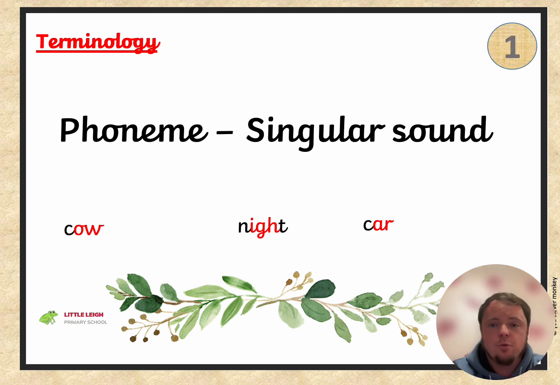Okay, I'm just going to go through the terminology with you. So the first word I want to look at is phoneme. Phoneme means singular sound. So I have some examples here. The first word, cow, has two phonemes, k being the first one and ow being the second one. Night has three phonemes, n being the first phoneme, i being the second one, and t being the third phoneme. And car has two phonemes, k being the first one and r being the second one.